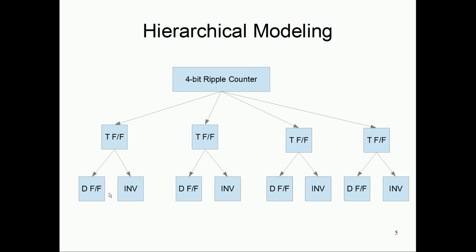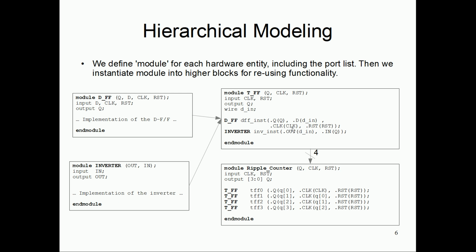So we are doing that. See, D_in here is connected to the D flip-flop instance at port D, and the same wire is also connected to the output port of the inverter instantiation. So to complete that connection, the D port is connected to the output through this wire D_in.